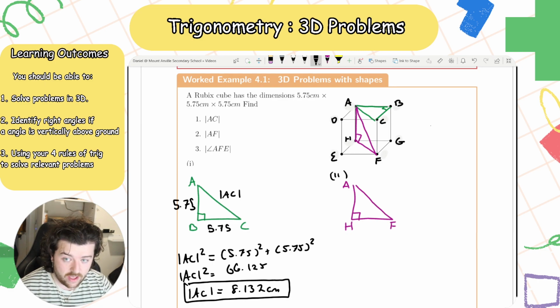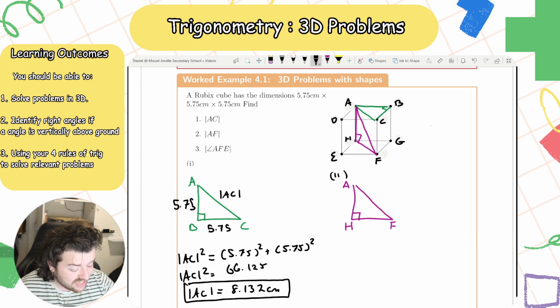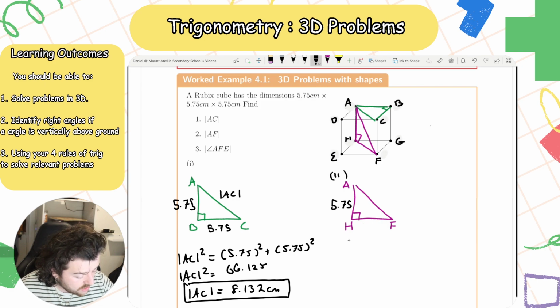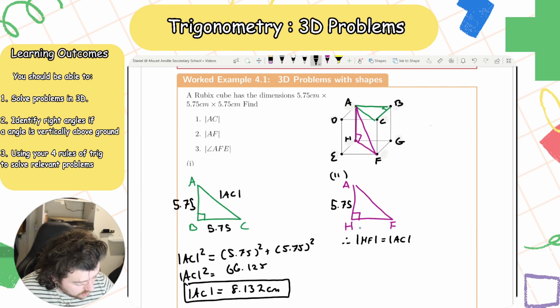Let's fill in the values we know. A to H is a side of the cube, so I can say this is 5.75. Then HF. Do I know any other information that can help me find HF? Well, if you look up here, AC is the diagonal across one of the square faces. That's the same with HF. So I can say HF equals AC, so HF is equal to 8.132. And I'm looking for AF.